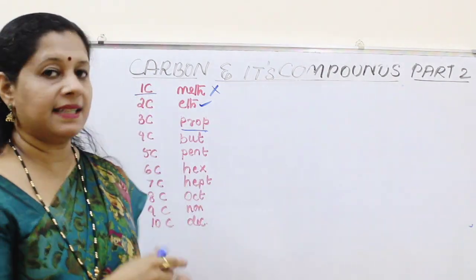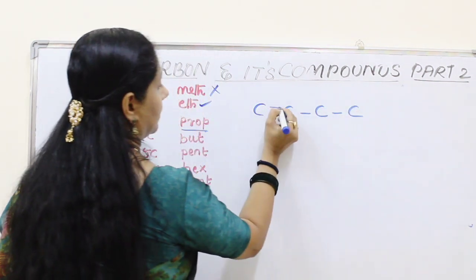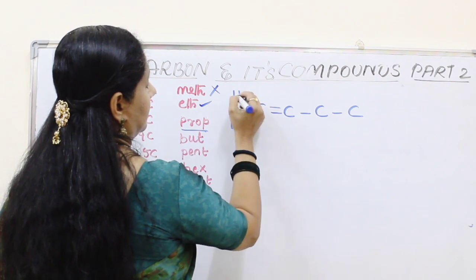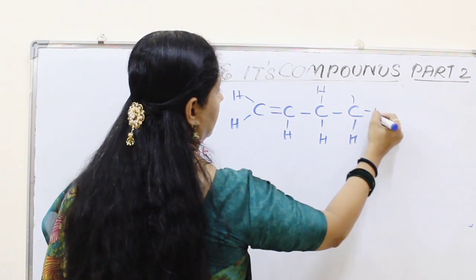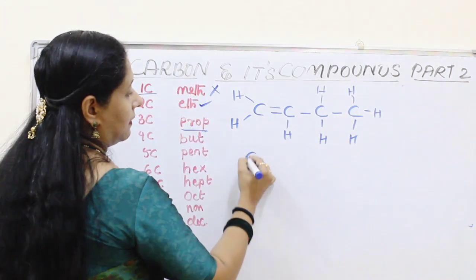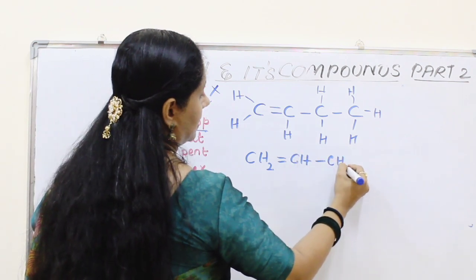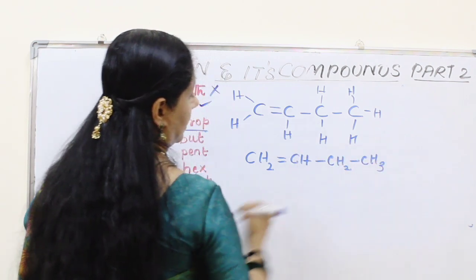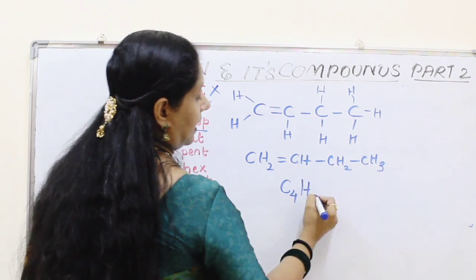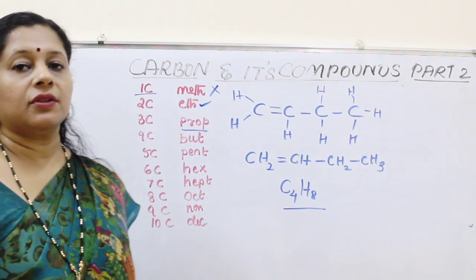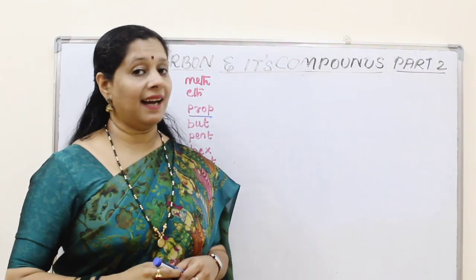You try yourself and see whether it is coming correct. 1, 2, 3, 4. So condensed formula will be CH2 double bond CH single bond CH2 single bond CH3. Molecular formula C4H8. Okay, it's correct. So now you can try the rest of the structures yourself. Now we will see alkynes.